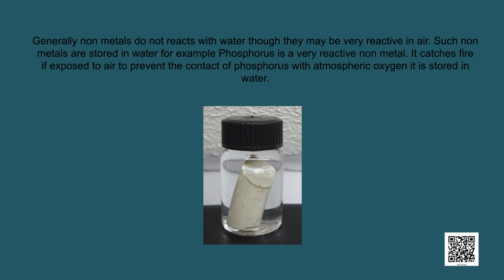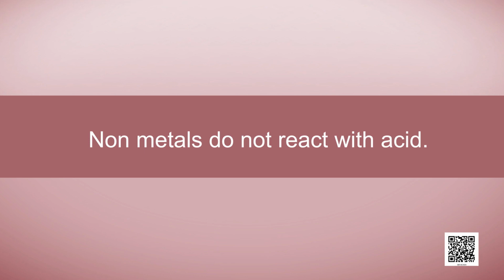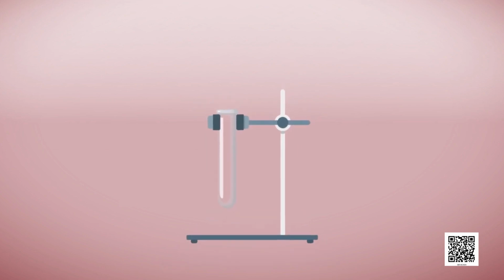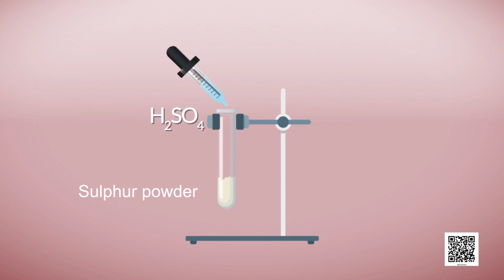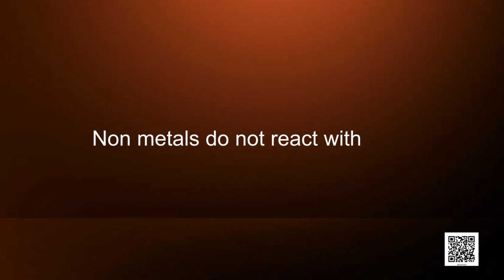Non-metals do not react with acids. For example, let's do an activity. Take a little amount of sulfur powder in a test tube. Add some drops of sulfuric acid to it. We will observe that there will be no change in the sulfur powder. It means non-metals do not react with acids.